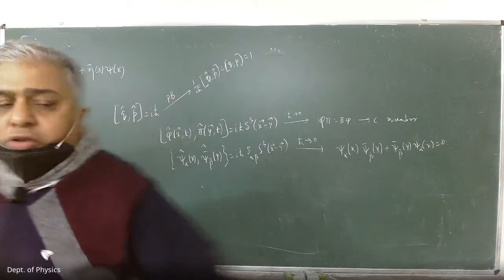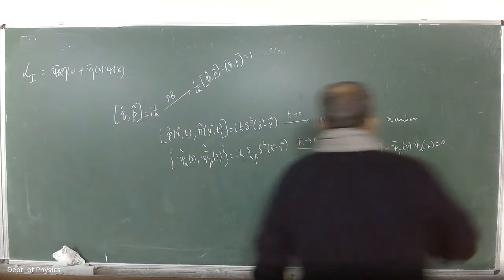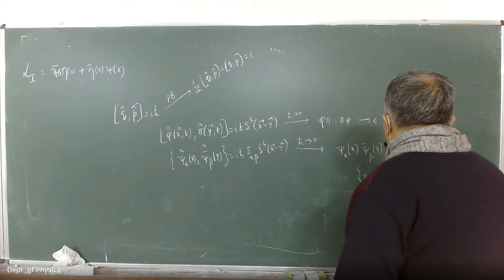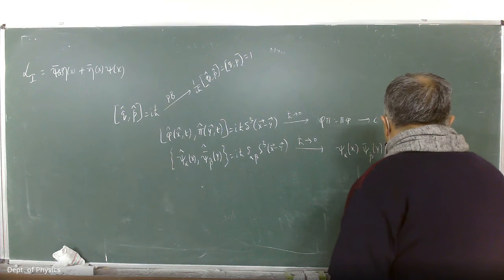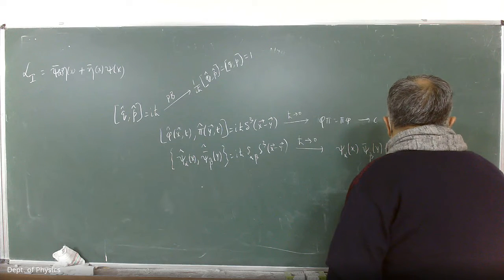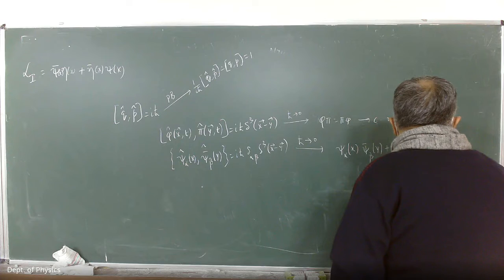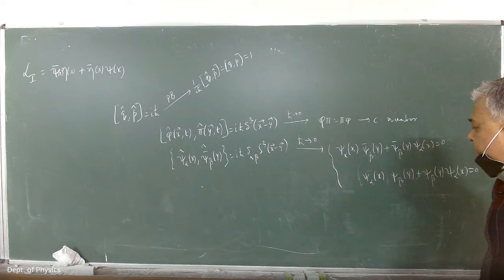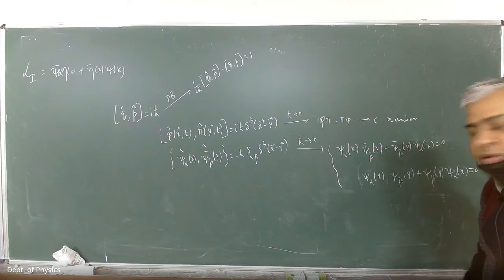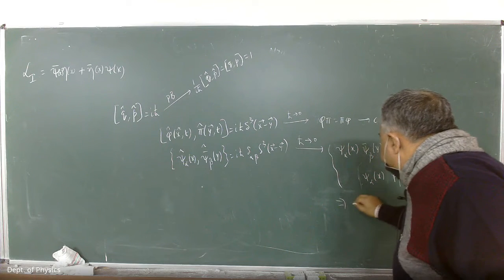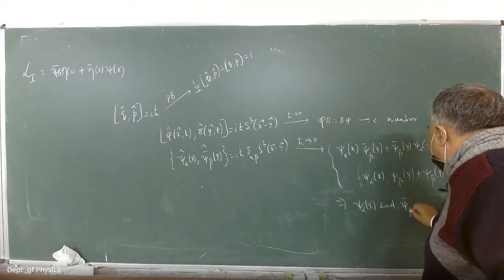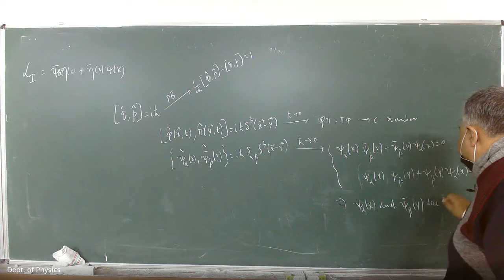Consistency tells you that psi alpha(x) psi beta(y) plus psi beta(y) psi alpha(x) is also 0. So these are not C numbers as such. These are called Grassmann numbers. Therefore psi alpha(x) and psi bar beta(y) are Grassmann numbers.